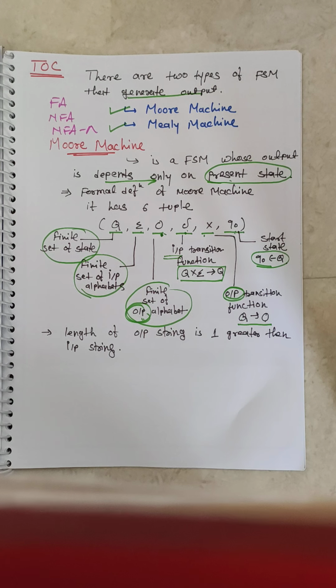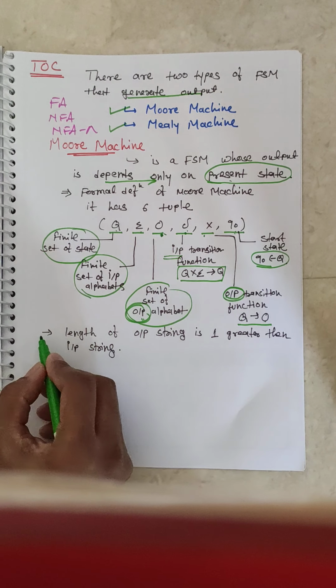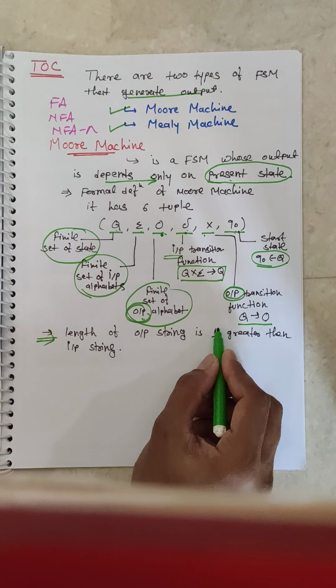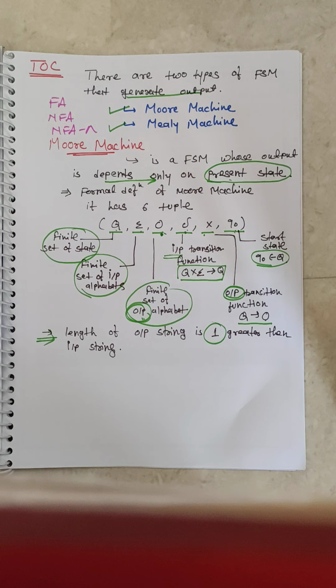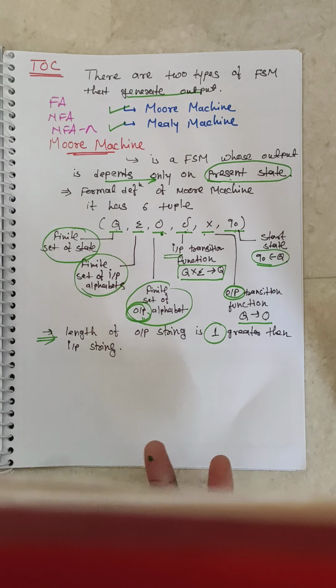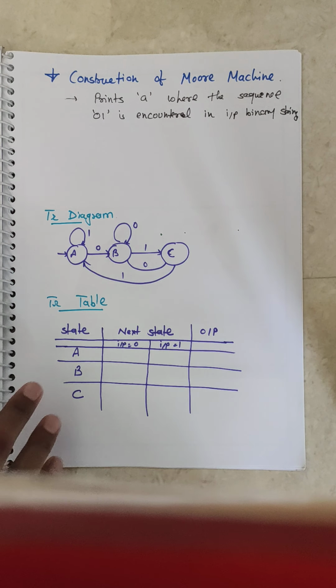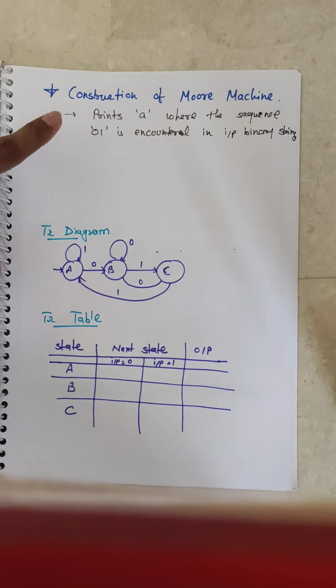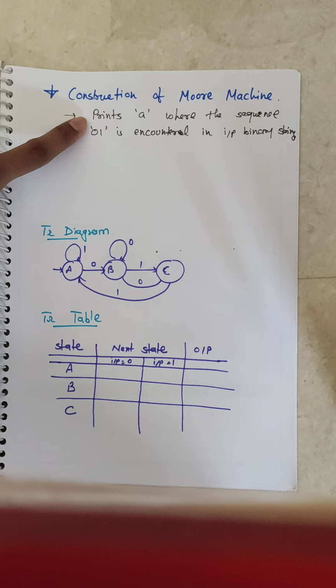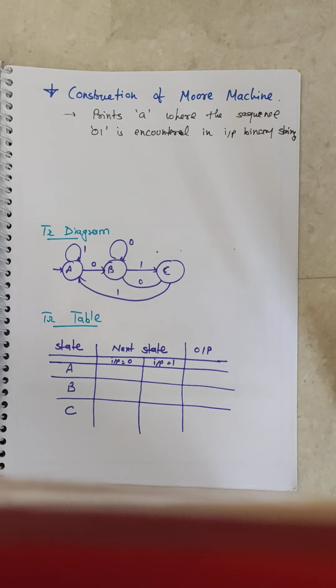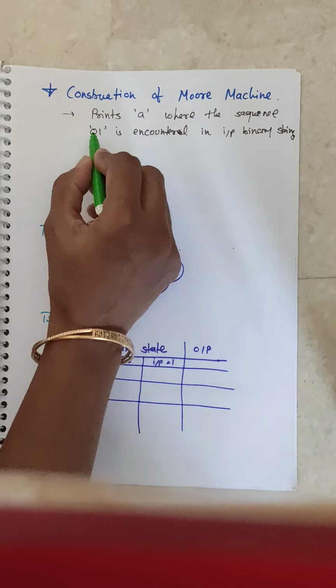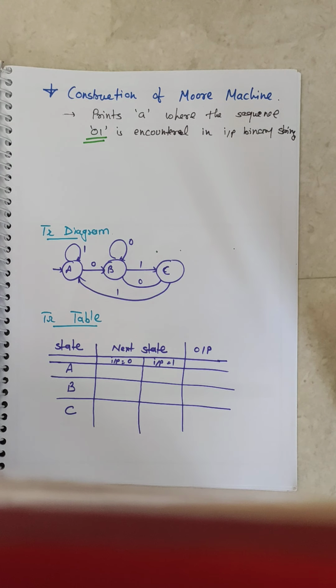Now in the Moore machine, consider one note: the length of the output string is always one greater than the input string. How? We will construct a Moore machine and then we can understand how this happens. Now we take one example. We have to construct the Moore machine that gives the output, or prints, A where the sequence 0 1 is encountered in any binary string.